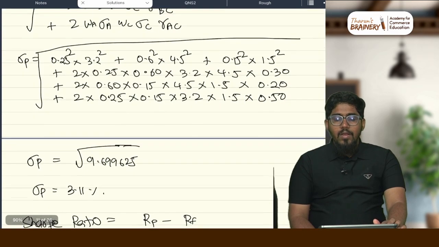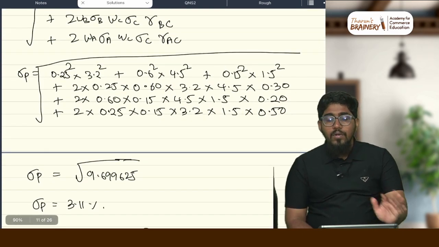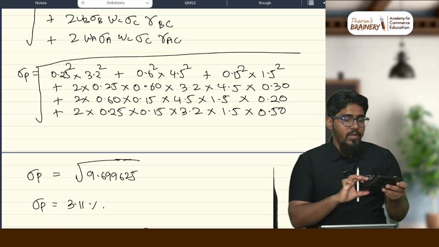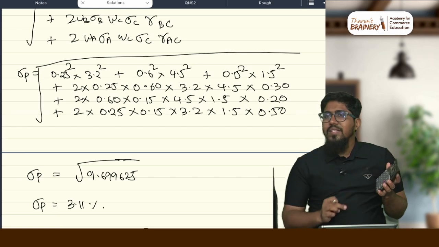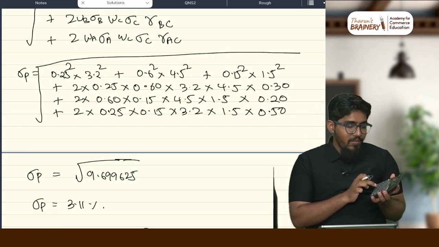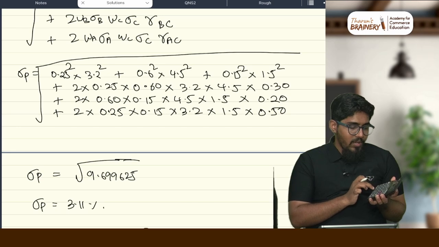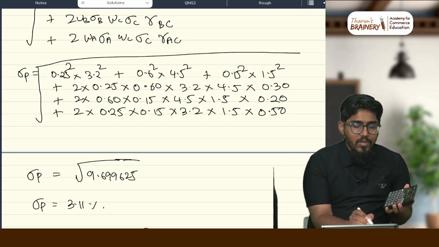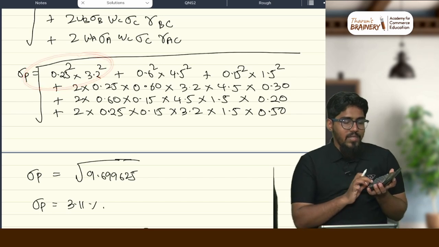Now this is again a calculator trick. So many numbers are there, you all will be scared, but no need to be scared. Take your calculator. Within 30 seconds I can calculate. 0.25 into 0.25 into 3.2 into 3.2. This is the first term. Always go term by term. M plus.